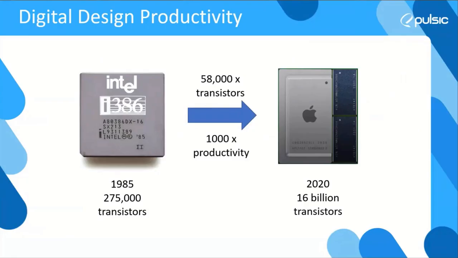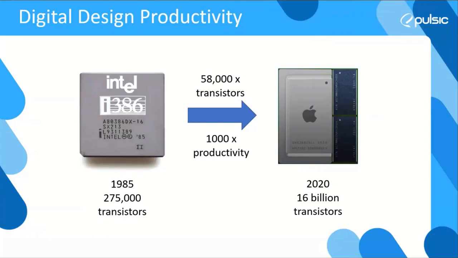And really, it's not a 58,000 times increase in productivity. There are many other factors here. I'm sure Apple's team was bigger, but we could say that there's at least a 1,000 times increase in design productivity from 1985 to 2020. And why is that?